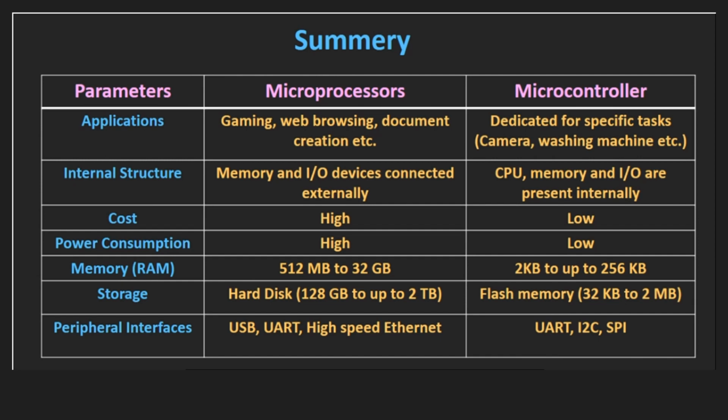The cost of the microprocessor is high and that of the microcontroller is low. The power consumption of the microprocessor is high because the RAM size is high, while for the microcontroller the power consumption is low and the RAM size is also low. The storage capacity of the microprocessor is high compared to the microcontroller. The peripheral interfaces of microprocessors are USB, UART and high-speed Ethernet, while for microcontrollers they are UART, I2C and SPI.